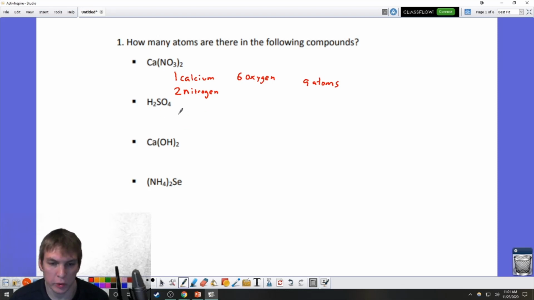Okay, what about H2SO4? This 2 goes to the hydrogen, so there's 2 hydrogens. There's only 1 sulfur, and there are going to be 4 oxygens. So how many total atoms are there? 2 plus 1 plus 4. That means there are 7 atoms total.